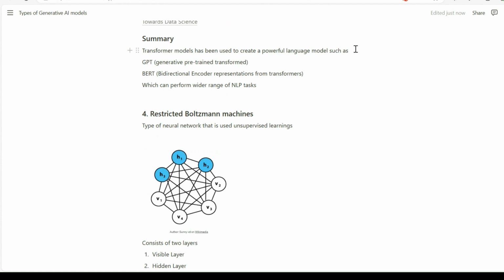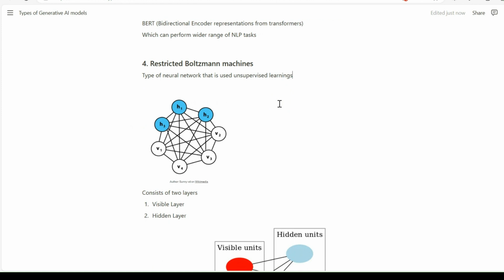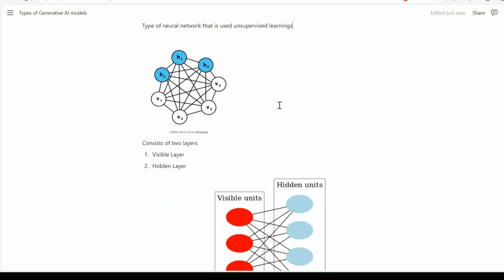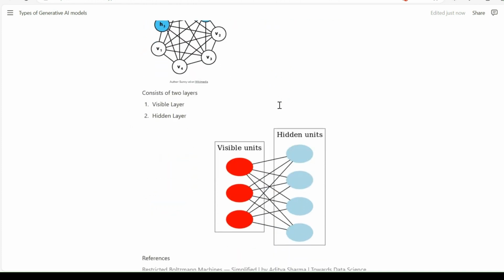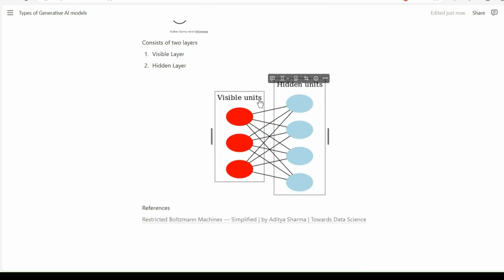The restricted Boltzmann machine is a type of neural network that is used in unsupervised learning. It consists of two layers: one is a visible layer and the other one is a hidden layer. The visible layer is the input layer where you feed data, and the hidden layer learns to represent the features of the input data in a way that captures the underlying patterns. The restricted part means that there are no connections within a layer, but connections only between the layers, as you can see here.